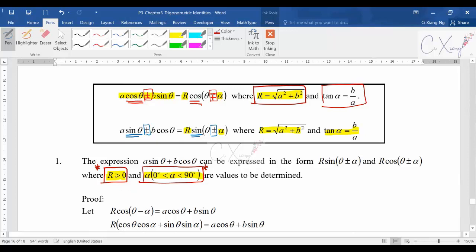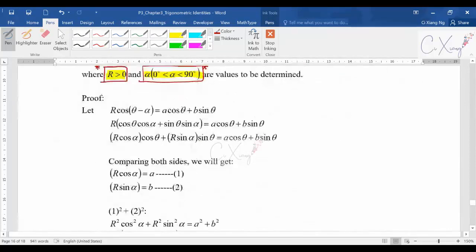The r is always positive because when you take the square root here, only the positive sign is considered. There are some rules behind it. So how can we know these two rules? Actually, they can be shown by using proof. In these notes, I already attached the proof for you.